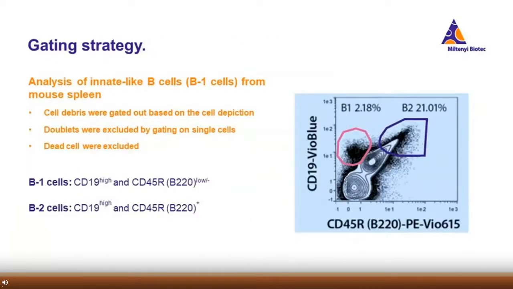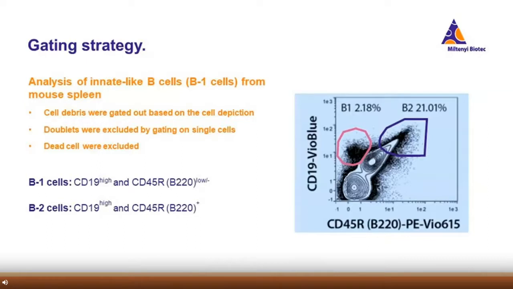And now I'm going to show you the application data on this. So we also have the very same starting point in the gating strategy. We first exclude cell debris, doublets, and dead cells. I'm not going to show you that again, so you already know this. And then you can gate for the B1 and the B2 cells.